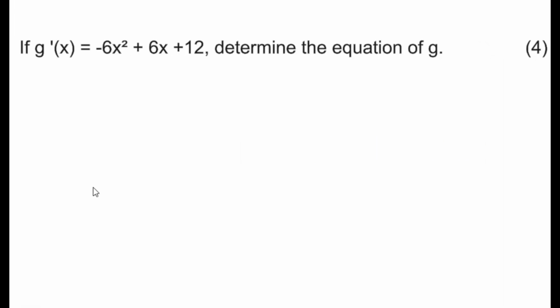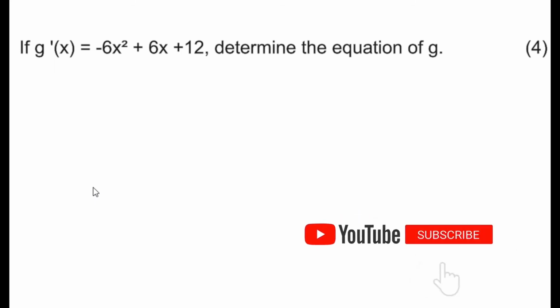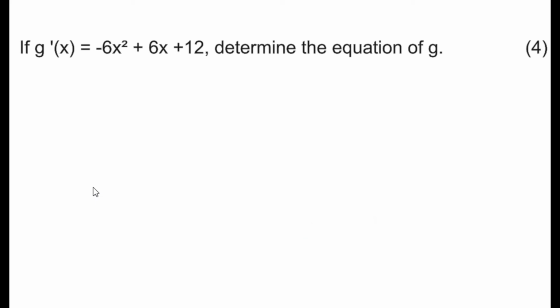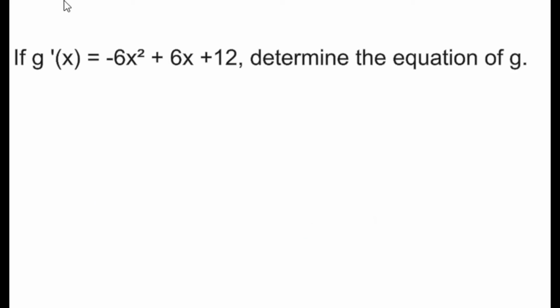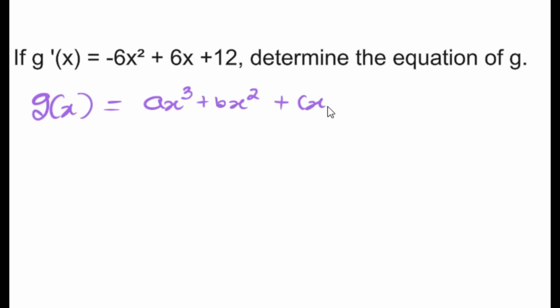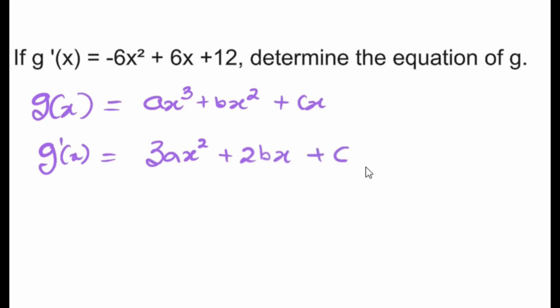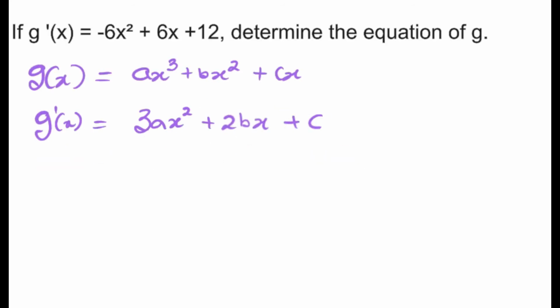So the next question says, if g prime x is equal to negative x squared plus 6x plus 12, determine the equation of g. From the original question, we were told that g(x) is equal to ax cubed plus bx squared plus cx. Now, if we differentiate this as it is, this would give us 3ax squared plus 2bx plus c.